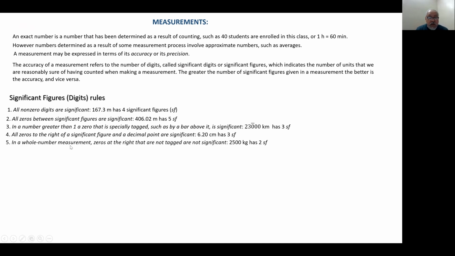In a whole number measurement, zeros at the right that are not tagged are not significant. Like in this case, these 2 zeros are not tagged, so they are not significant. For this quantity, we have 2 significant figures. And finally, in a measurement of less than 1, zeros at the left are not significant. Like in this case, 0.00671 kilograms has 3 significant figures.